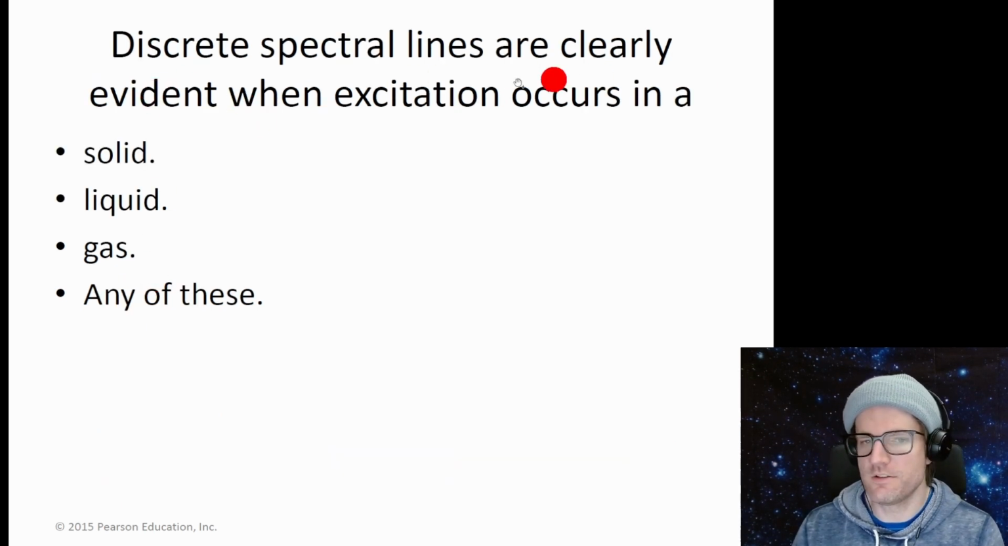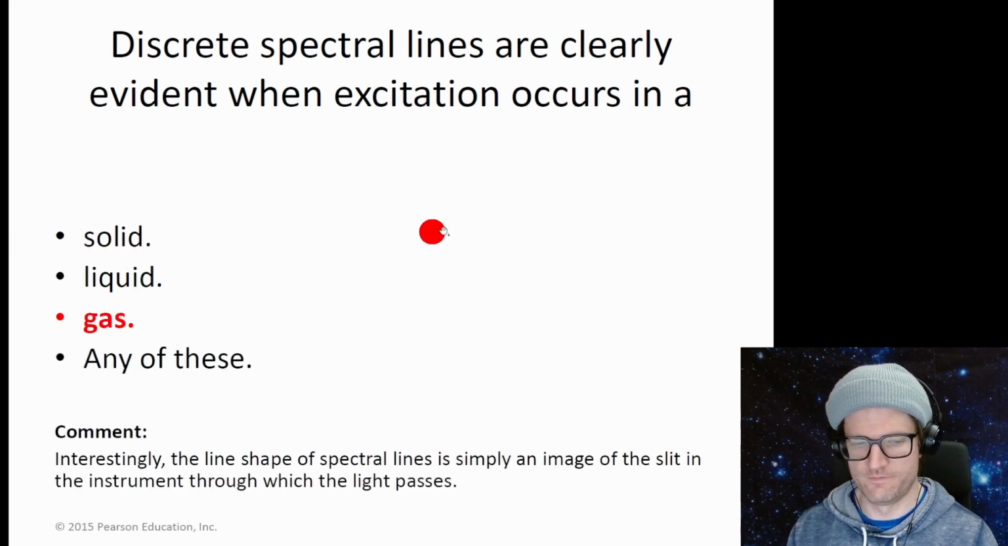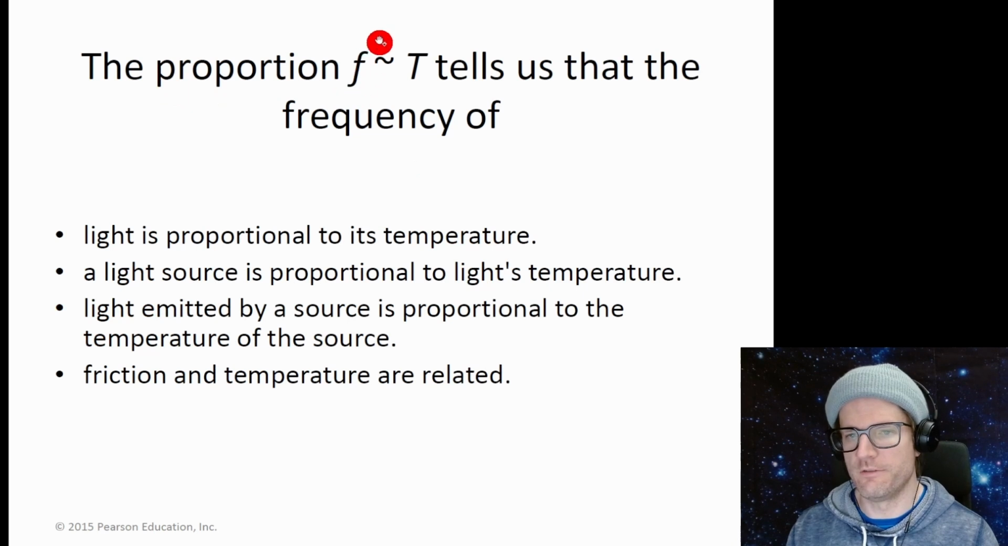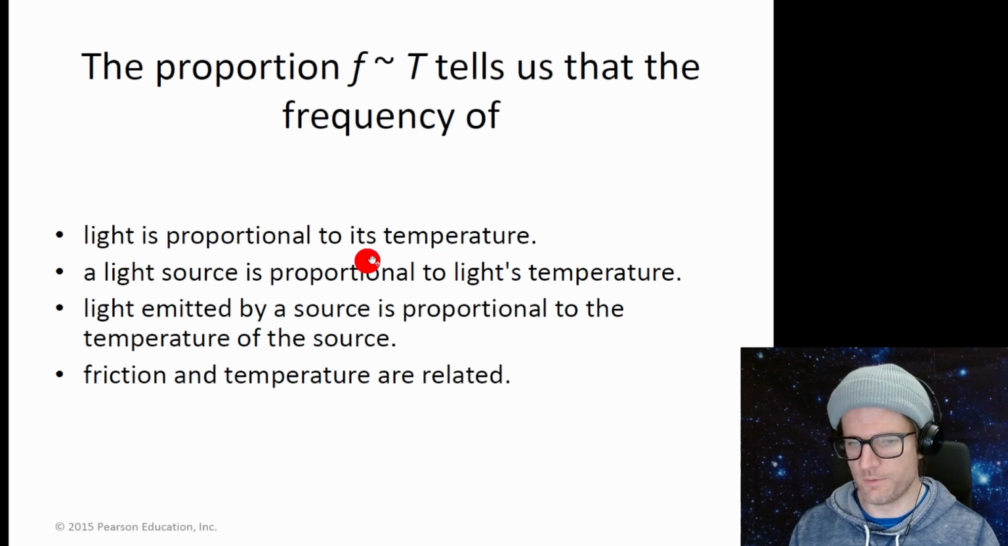Discrete spectral lines are clearly evident when excitation occurs in a solid, liquid, or gas. So gas is the best for this. The property of F proportional to T, frequency proportional to temperature, tells us that the frequency of light is proportional to its temperature. That doesn't really make any sense. A light source is proportional to its light's temperature. Frequency of a light source is proportional to the light's temperature. I'm not sure what we mean by light's temperature here.